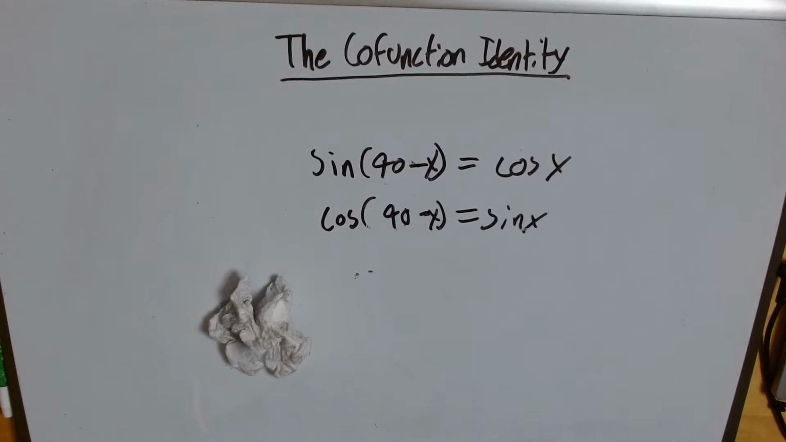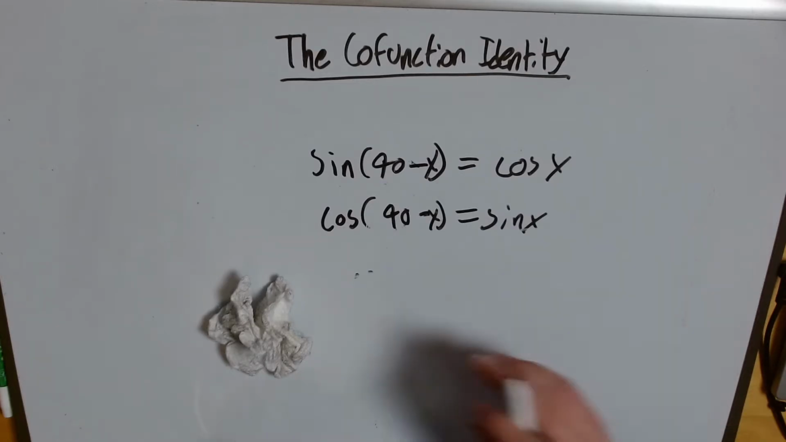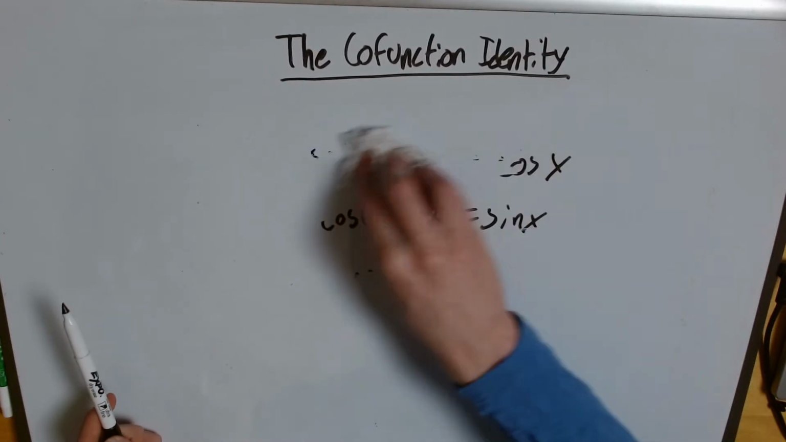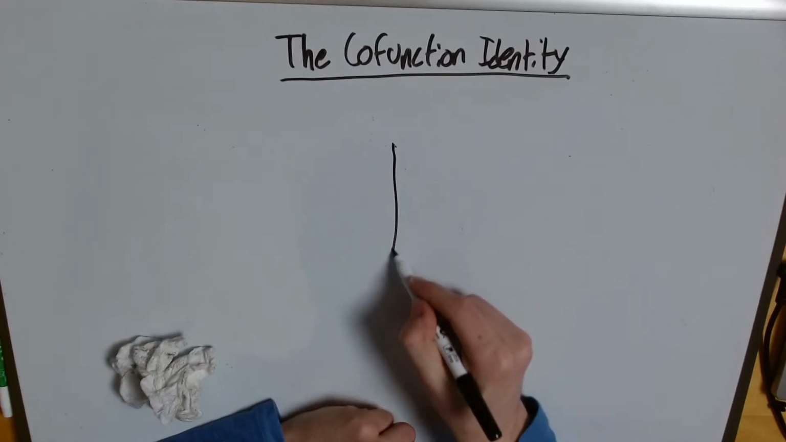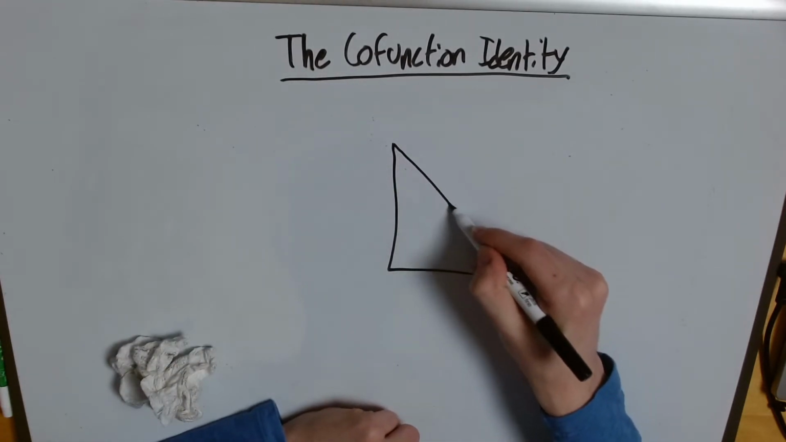But what's more important is to understand why exactly this works. Why does this relationship exist? It seems kind of funny. It seems almost too good to be true. Why is this a thing? Well, let's think about it this way. Let's draw a right triangle. All right, a nice familiar right triangle.